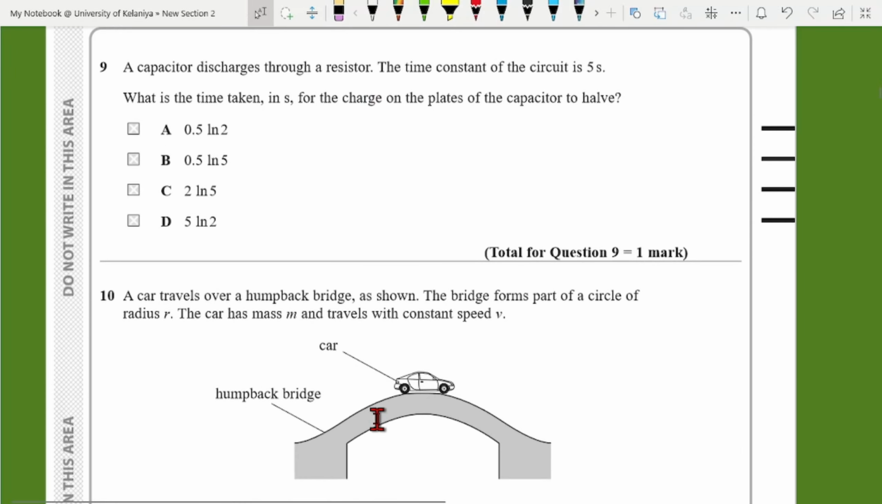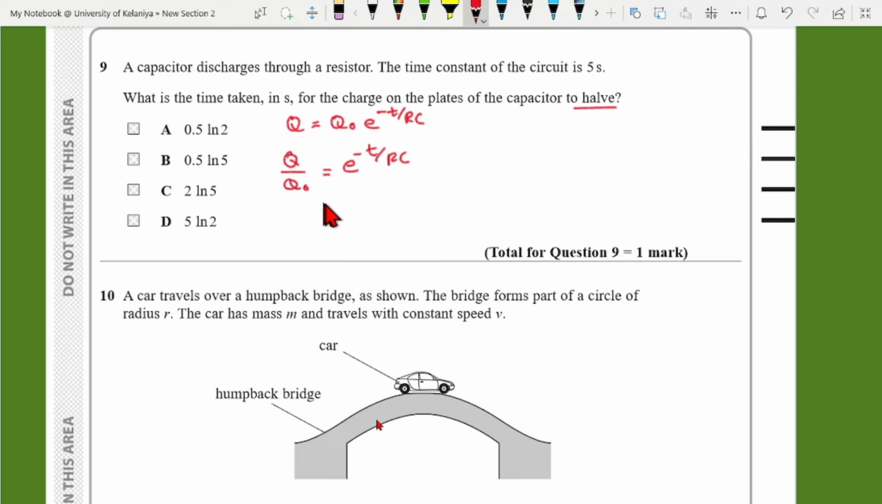In the ninth one, a capacitor discharges through a resistor. The time constant of the circuit is 5 seconds. What is the time taken in seconds for the charge on the plates of the capacitor to halve? Right. I hope you remember the equation. Q equals Q naught e to the power minus t over RC, which we call the time constant. Here they have given the time constant. And if it is half, what we can write from this equation is Q over Q naught equals e to the power minus t over RC.